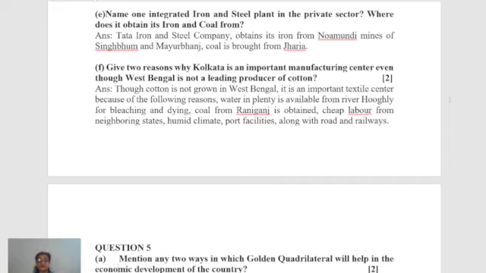Cheap labor, in large number, is available here from West Bengal itself and several densely populated states surrounding West Bengal. We can say Jharkhand, Bihar, right? Even UP, Chhattisgarh, Odisha. Clear? Then the humid climate which is available, the port facility which it is getting, along with road and railway connectivity. Because Kolkata is interconnected with all the important industrial centers in India, right? So this has grown as an important textile manufacturing center in India, right?